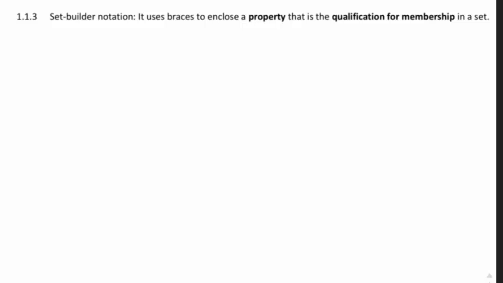The second method of set representation is known as the set builder notation. In the set builder notation, we use braces to enclose a property that is the qualification for membership in a set. In other words, an element belongs to that set if and only if it satisfies and fulfills the qualification for membership in that set.